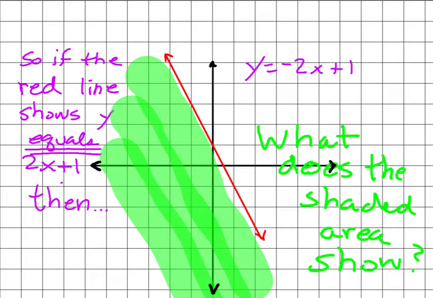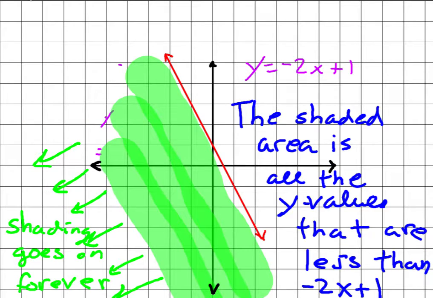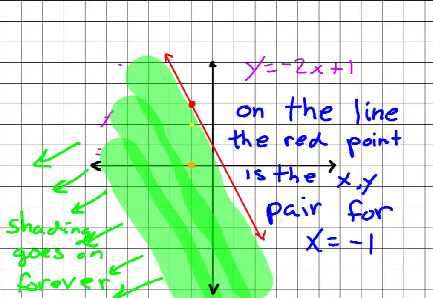So what does the shaded area show? Well, the shaded area shows all the y values that are less than negative 2x plus 1. Let me show you that in a little more detail. Here are 3 points: the orange point on the x-axis, the yellow point somewhere in the green area, and the red point on the line. All of these points have x equals negative 1 as the x-coordinate of the ordered pair. So this would be negative 1, 0, negative 1, 2, and negative 1, 3.